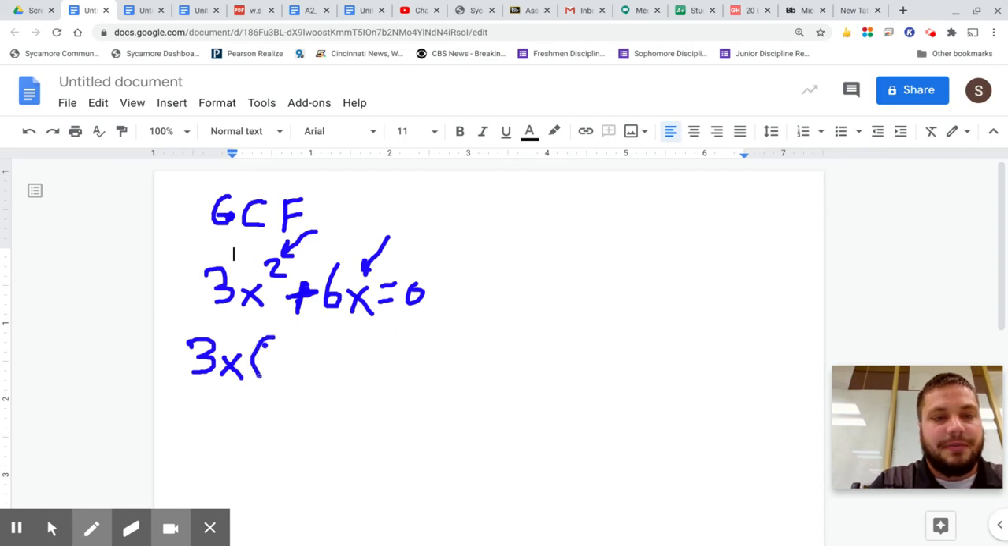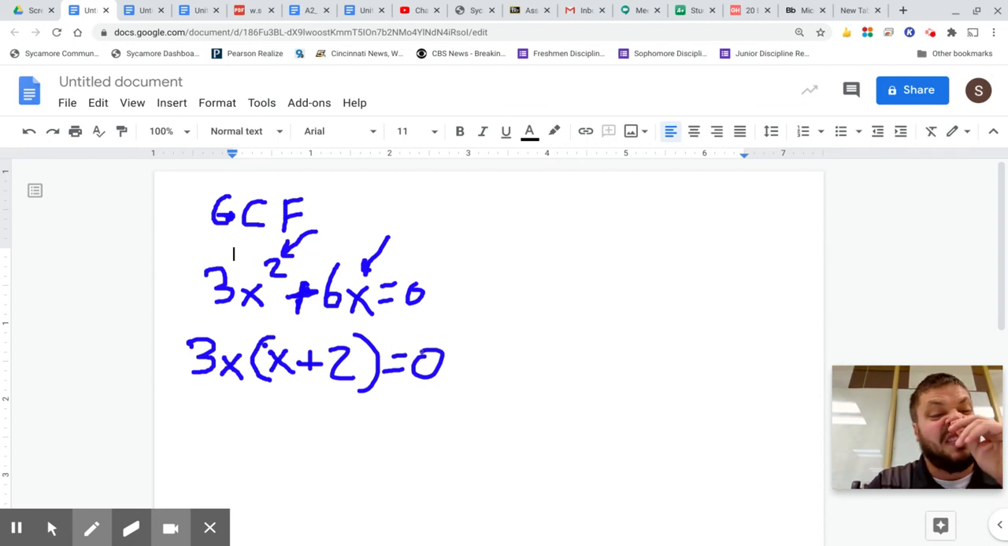Okay, now I open up a parenthesis and collect what's left over. It was 3x squared. I took the 3. There was an x squared. I took one of them, so there's just a single x that remains here. Plus 6 divided by 3 is 2, and I took that x.